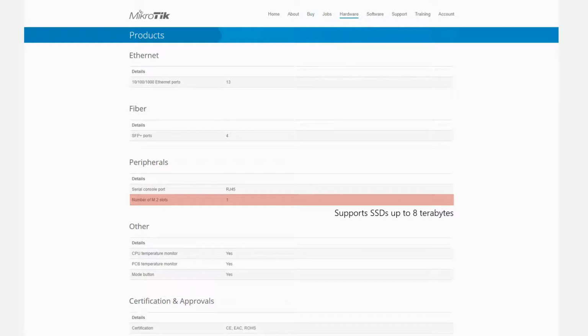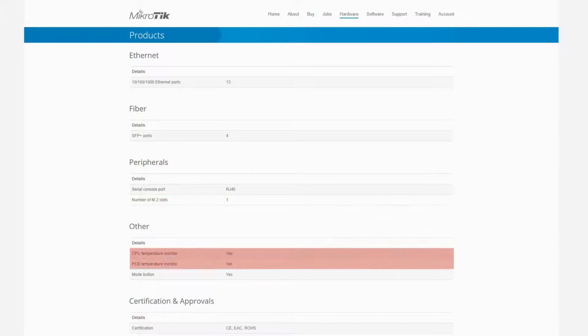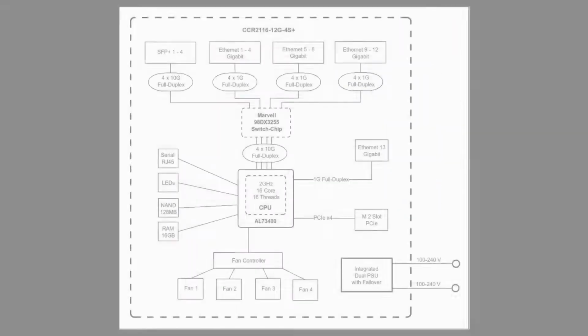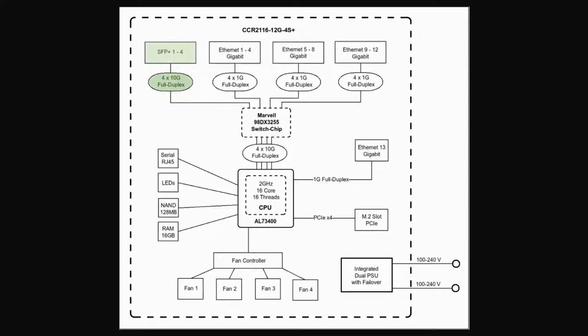Finally, similar to various other MikroTik routers, this hardware has monitors for its CPU and PCB. The block diagram of this router shows us the separate connections of its SFP+ ports, as well as its three 4-port Ethernet clusters through a switch chip. Moreover, as you can see, Ethernet port number 13, also known as the boot and management port, has a completely independent connection to the CPU.